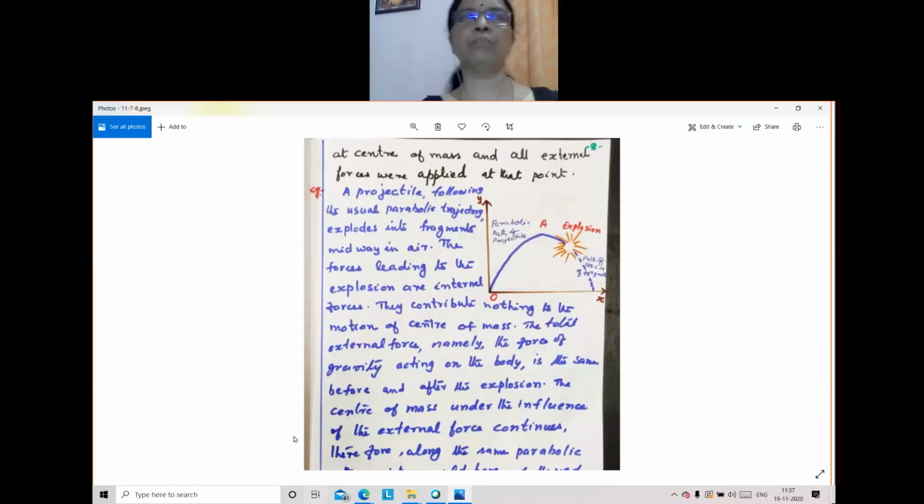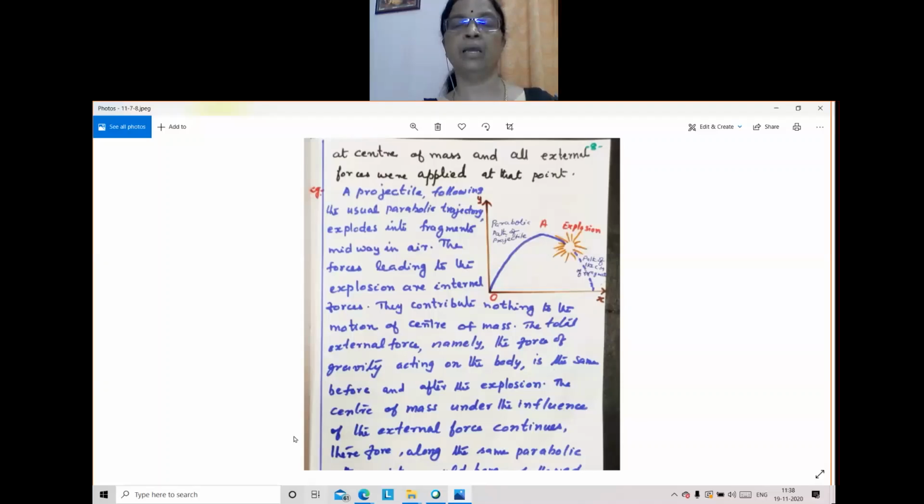The motion of center of mass is not affected by internal forces. Actually, before explosion, it was moving along a parabolic path. So, there was gravitational force before explosion, and after explosion also there is gravitational force. Only the gravitational force can affect. Here, only gravitational force is there. So, only that gravitational force can affect the motion of center of mass. So, in its direction, the center of mass will move.